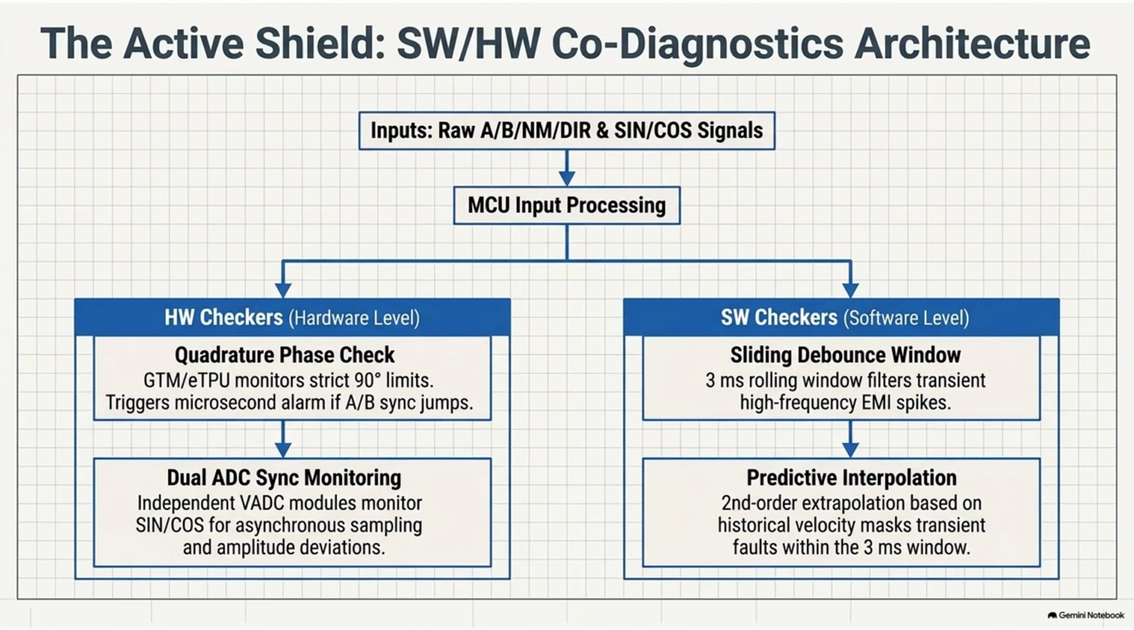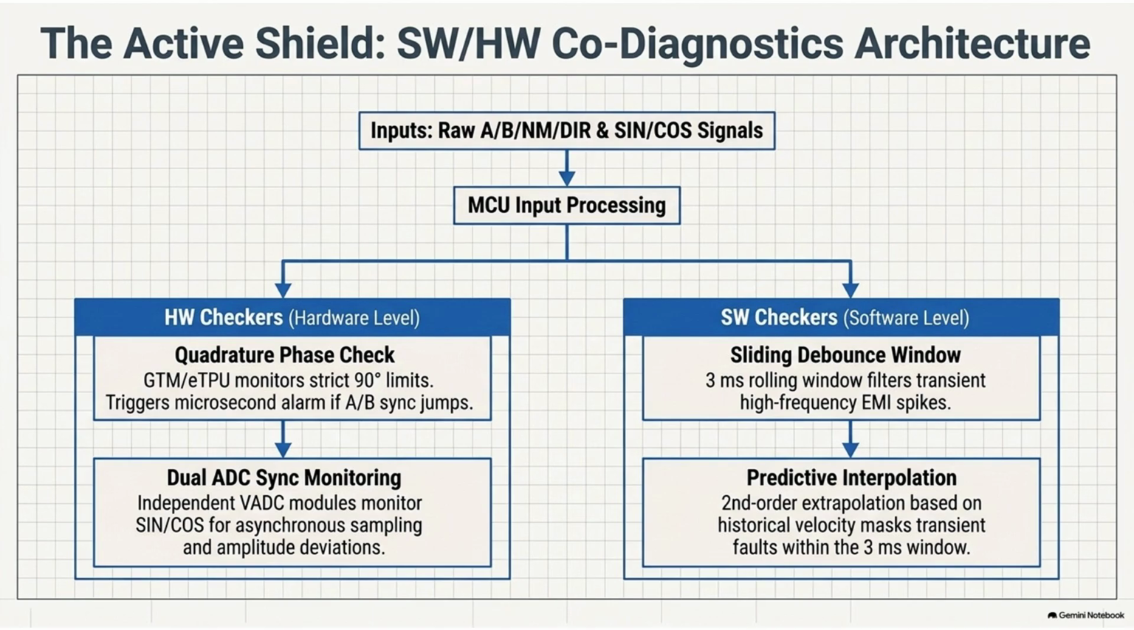But wait, is there a risk of oversensitivity here? I mean, we discussed the massive electromagnetic noise generated by the silicon carbide transistors earlier. There is a huge risk, actually. Right, because if the encoder experiences a tiny 1 microsecond glitch because of a stray burst of common mode noise, you don't want the vehicle to violently shut down on the highway. Exactly. A false positive triggered by an electrical hiccup could be just as dangerous as a real mechanical failure. So how do they prevent this overdefense? The software employs a time domain sliding debounce window of 3 milliseconds.